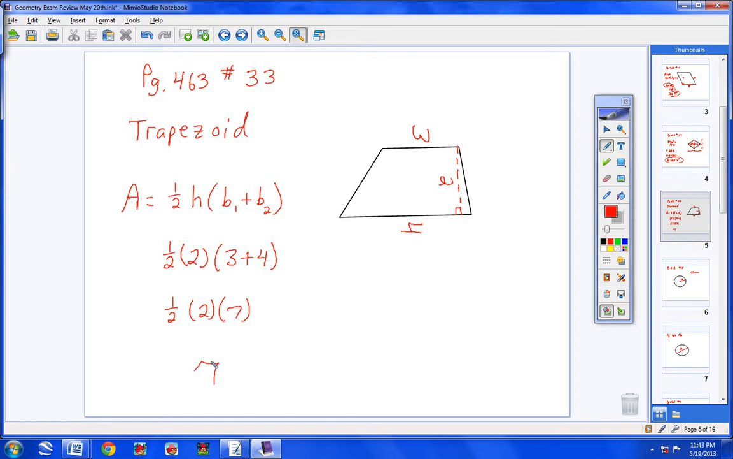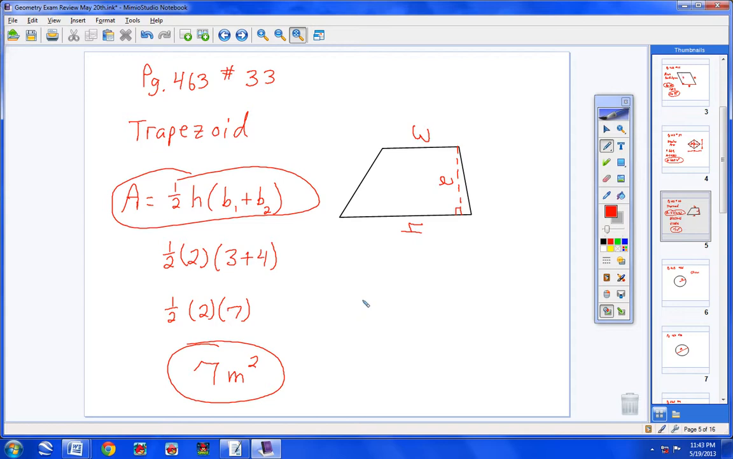And let's see what the measurement is. It's meters. So 7 meters squared, because 1/2 times 2 times 7 is 7. So 7 meters squared. So this is the formula that you need to know for your test when it comes to finding the area of a trapezoid. Okay? Area of the trapezoid.